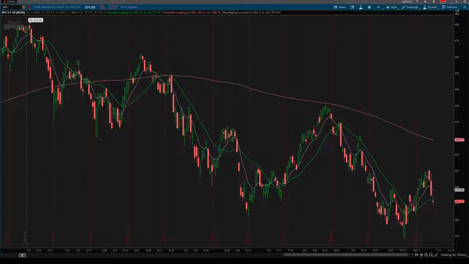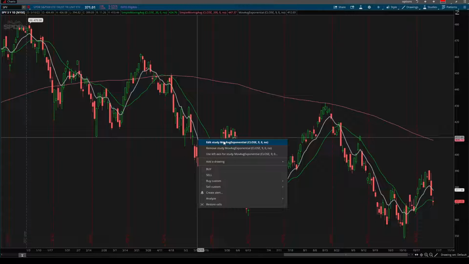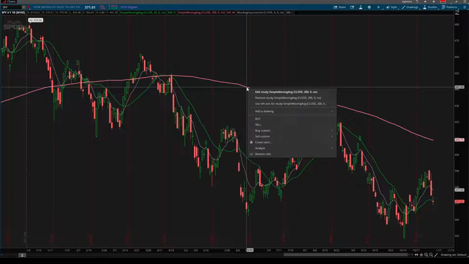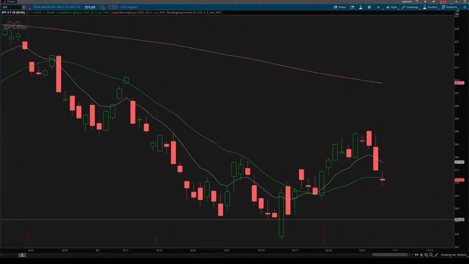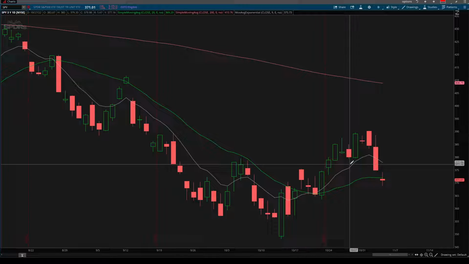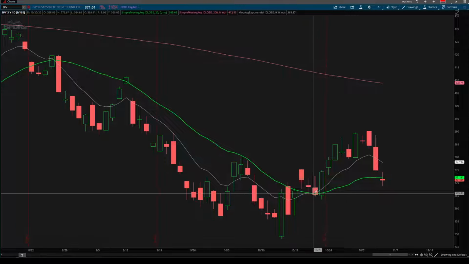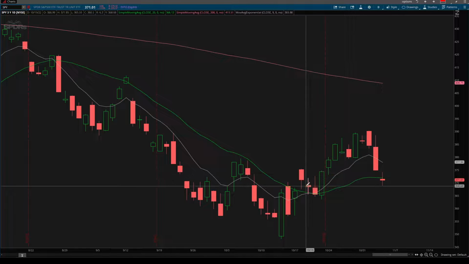You want to throw on a 9 EMA, which is going to be this gray line right here. As you can see, the 9 EMA, moving average exponential, a 20 SMA, and a 200 SMA. So if you're looking at it daily, wait for that 9 and that 20 to cross. That is going to be a key telltale sign when you're going to want to be bullish, when it crosses to the upside. As you can see, it crossed right here.